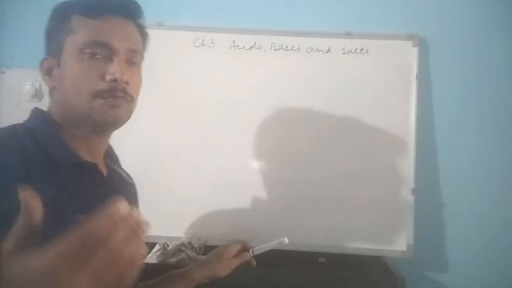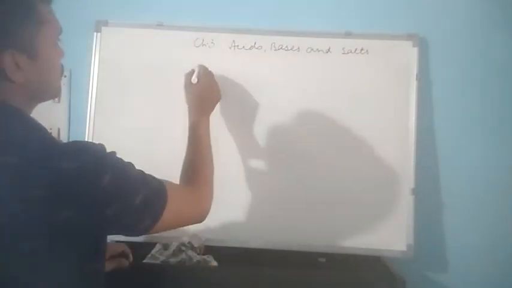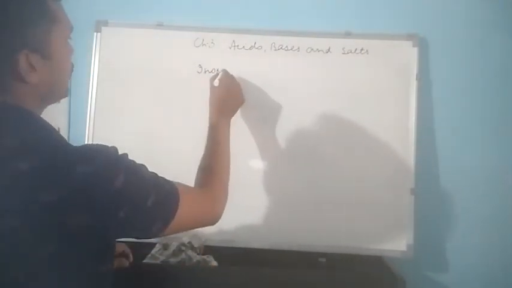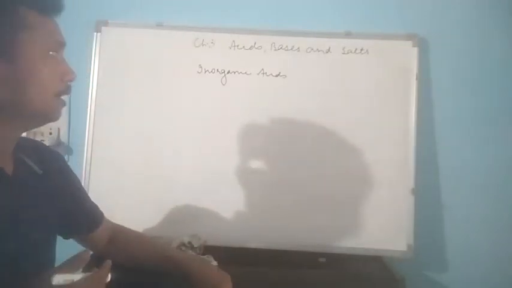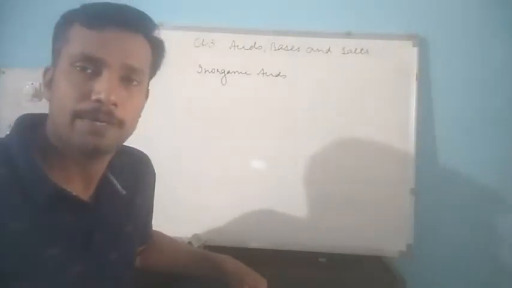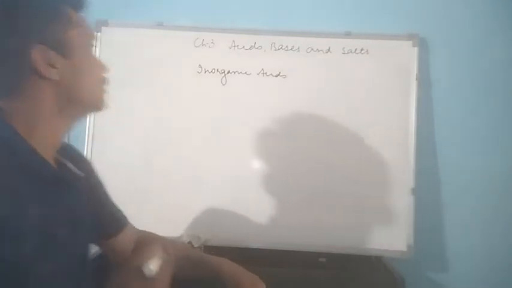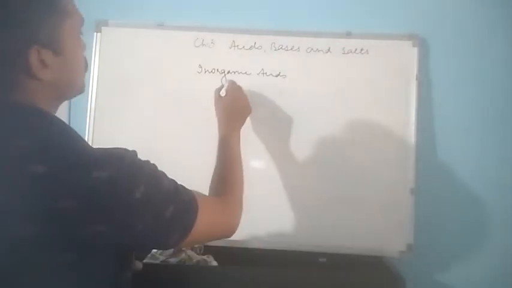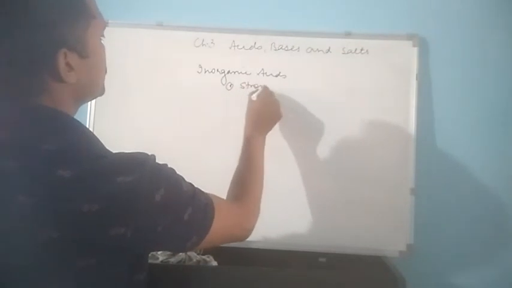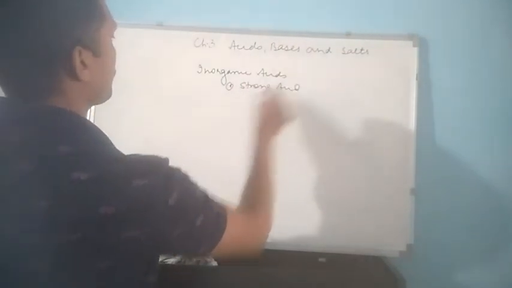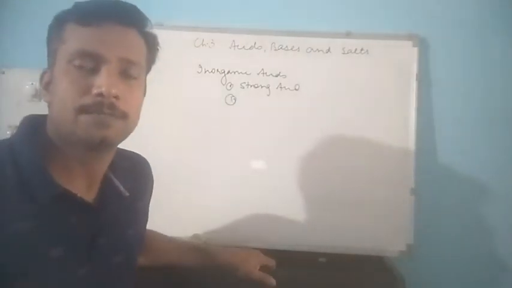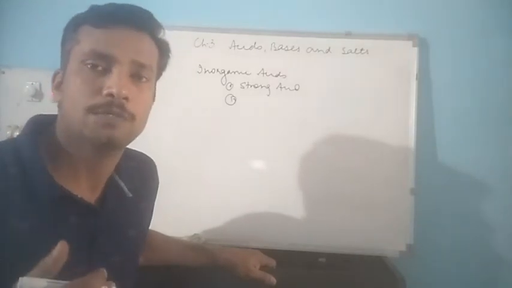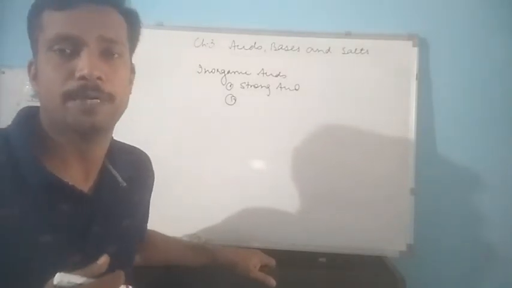Let us now come to inorganic acids. Inorganic acids are also called mineral acids, and these are usually obtained from minerals. The important feature of these acids is that they are strong acids. They are strong because they completely ionize in the aqueous solution to produce a very high concentration of hydronium ion.